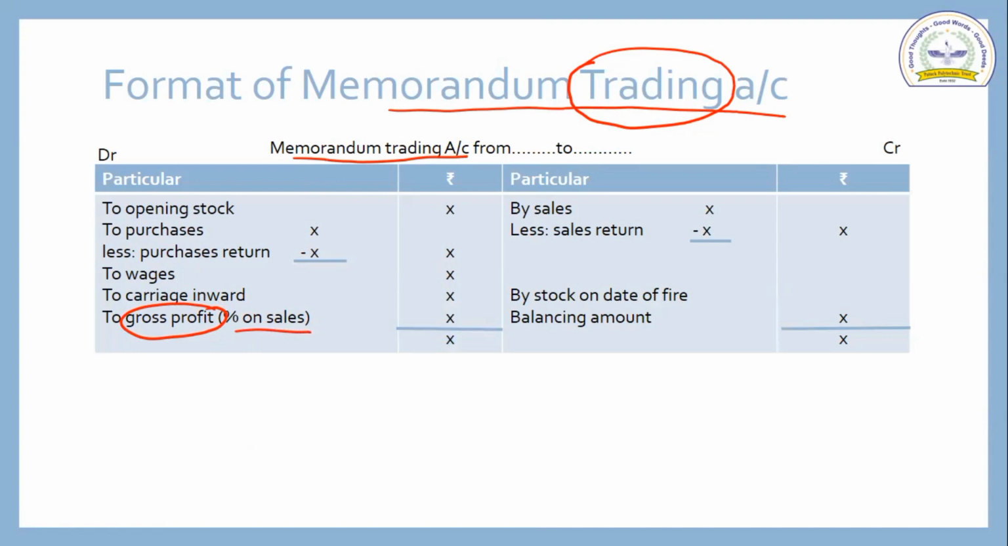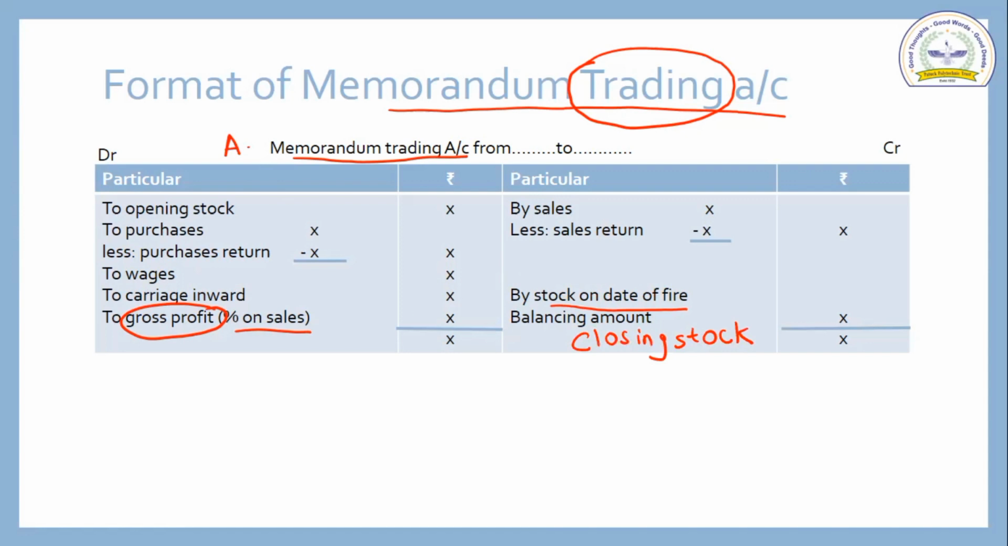So what is the new point in this? The closing stock. You can see this word, stock on the date of fire. We are making the memorandum trading account for the purpose of calculating the stock on the date of fire. Once we know the stock on the date of fire, we can use it in the next step. The stock on the date of fire is nothing but what, student? Closing stock. How much stock is remaining on the date of fire. So for that purpose, we are preparing the memorandum trading account.